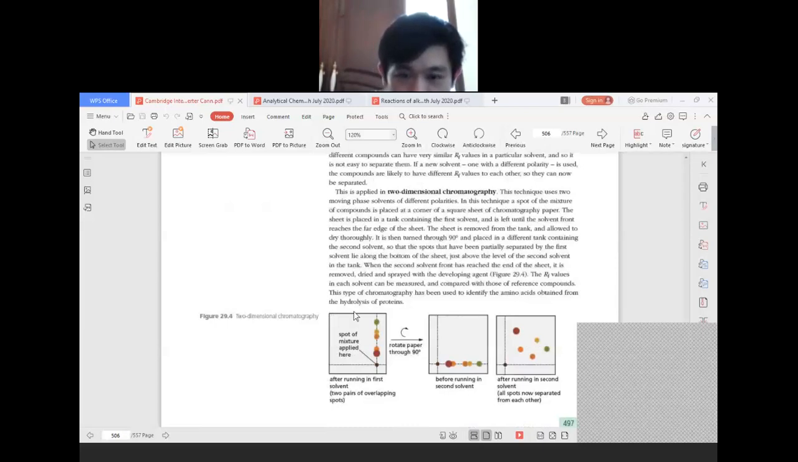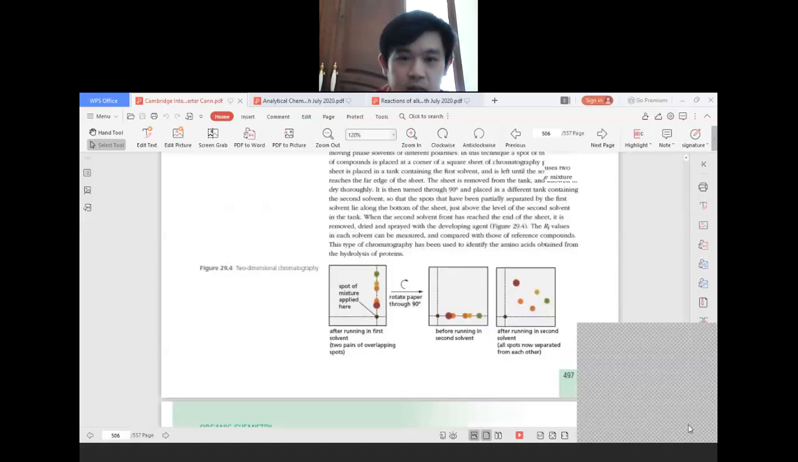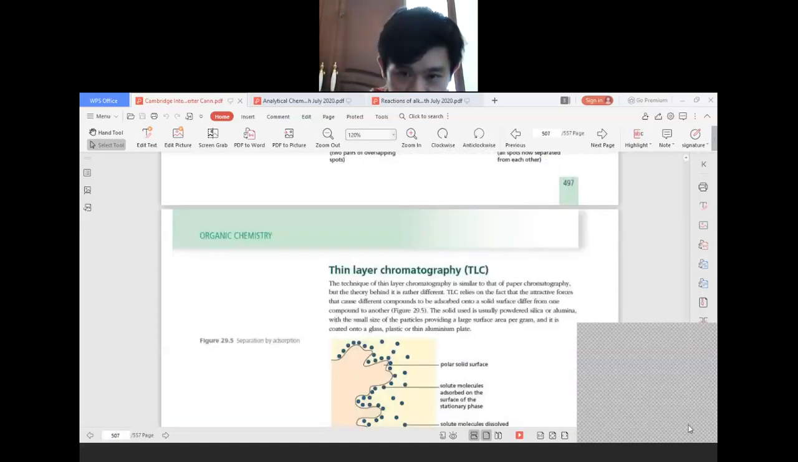One mixture after running the first solvent, and then we put it in the second, rotating the paper through 90 degrees, and then after that we can find the exact result. This is just the confirmation of whether the data that we collect from paper chromatography is correct or incorrect. And then the second is TLC.